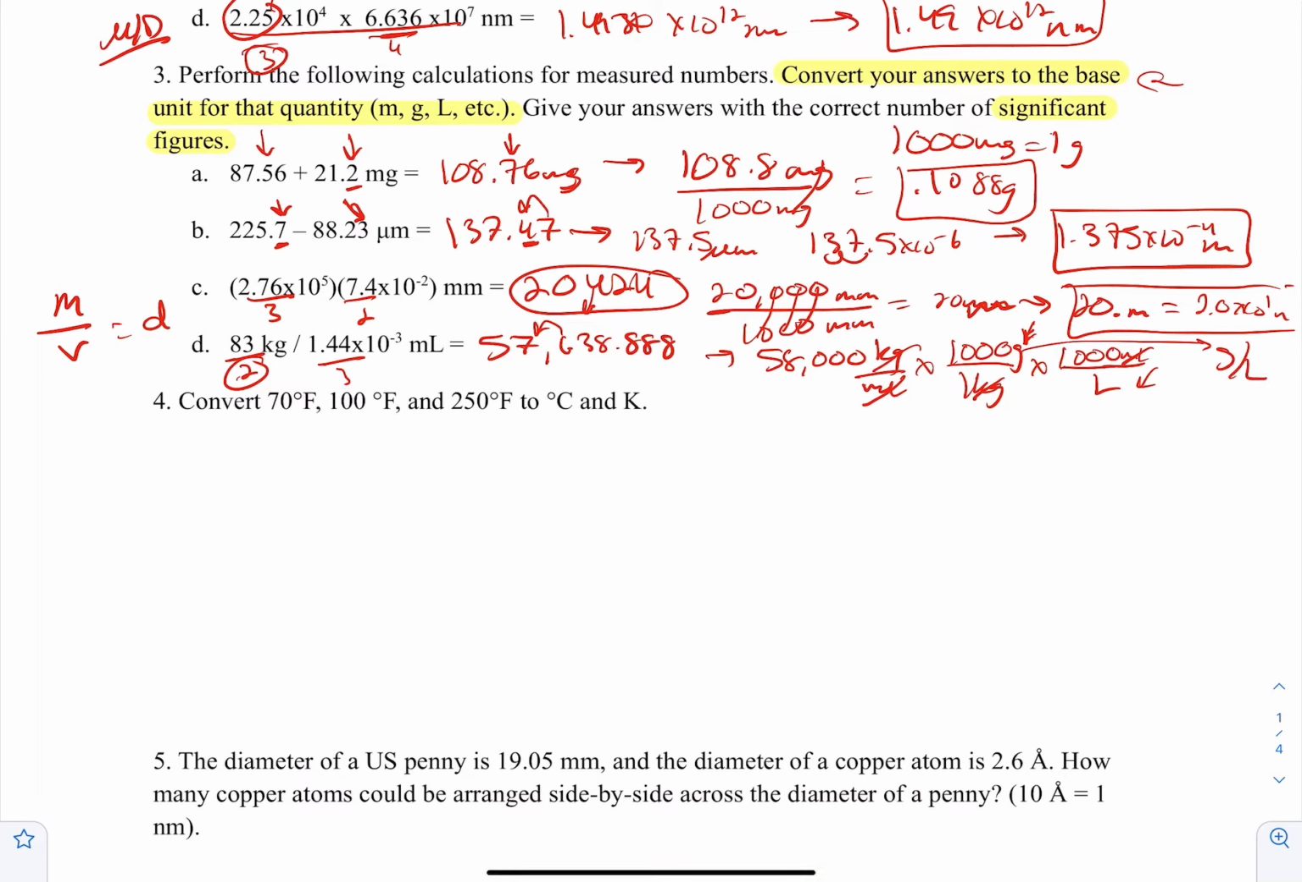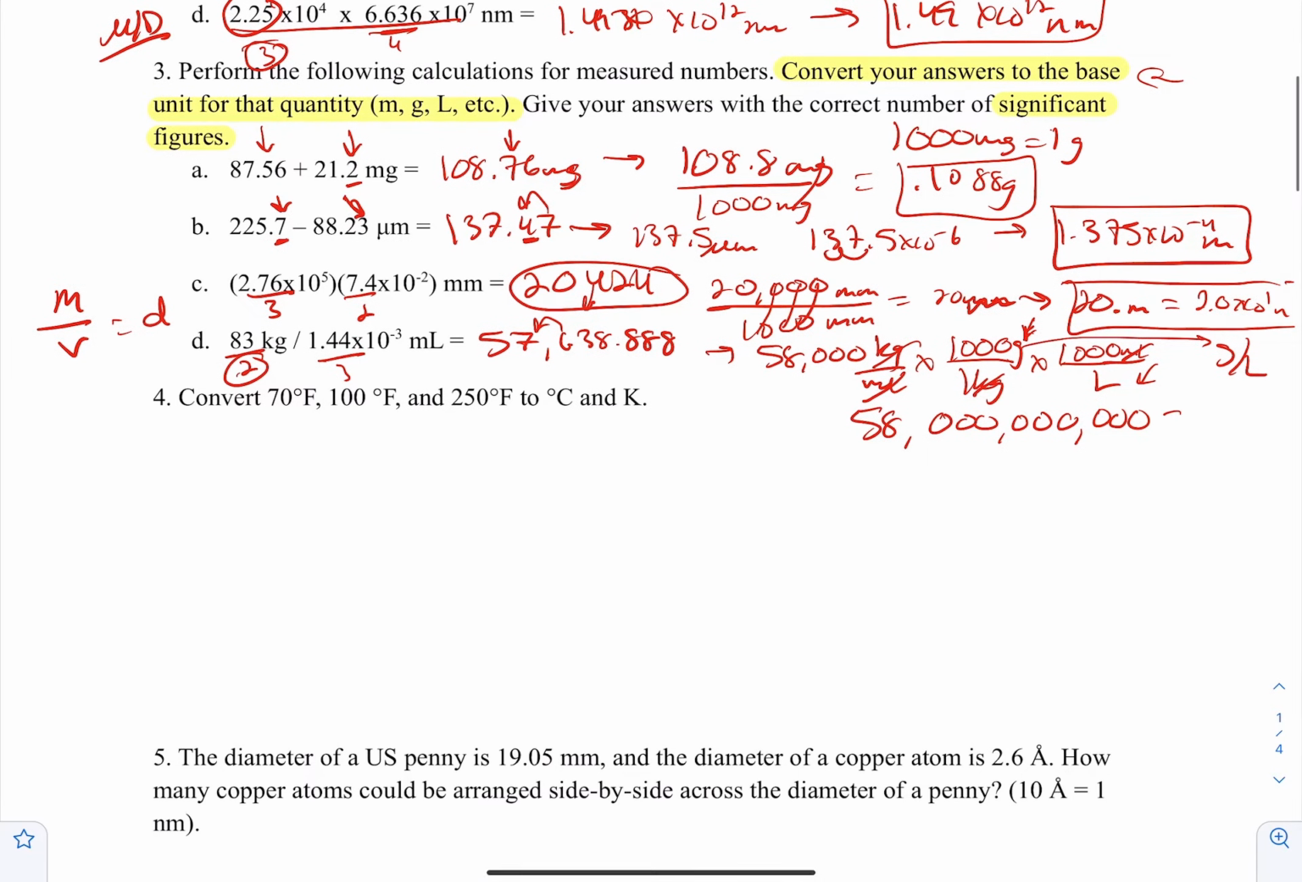Those are the base units that I want, right? So I'm actually going to end up getting 58 billion grams per liter, which is insane and probably impossible. It's probably just some random problem we had to do for this. And this would be grams per liter. Or if you wanted to put this into scientific notation, you could say 5.8, and this would be times 10 to the 10 grams per liter. Okay, either one of those would work.